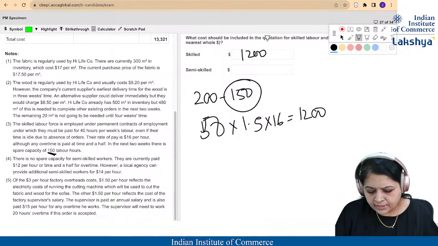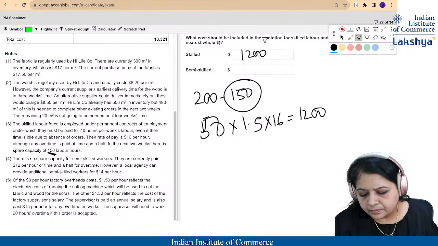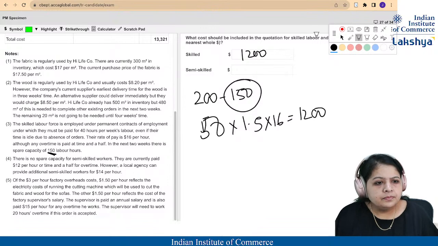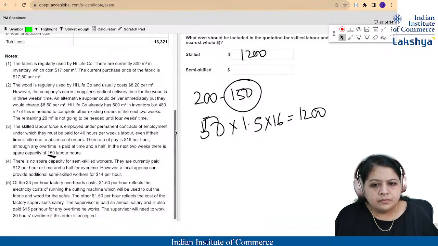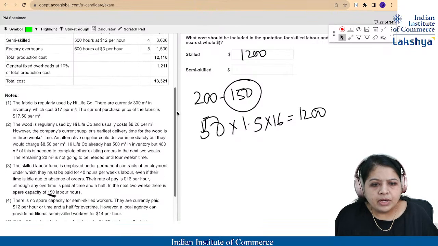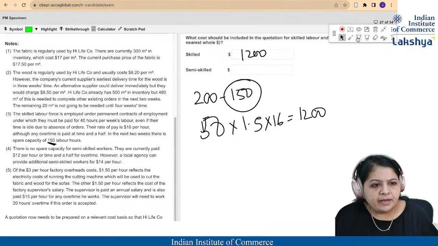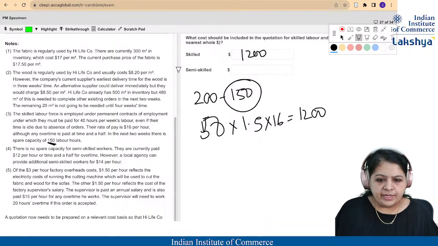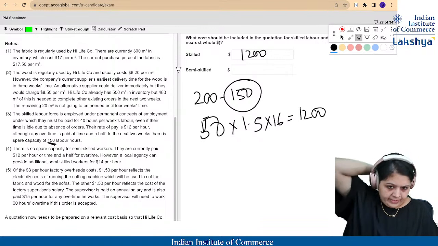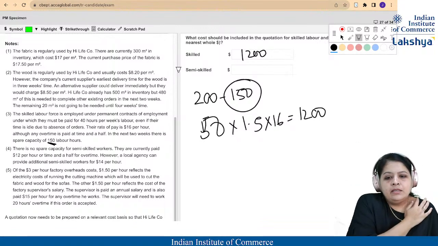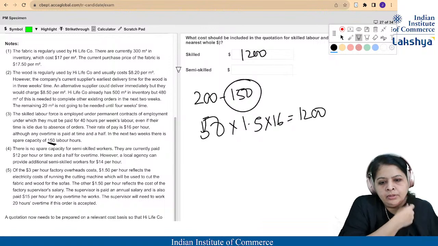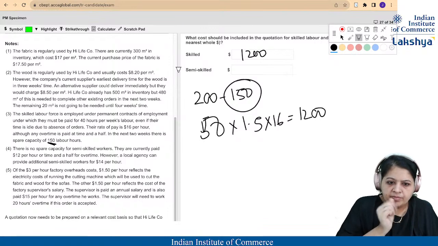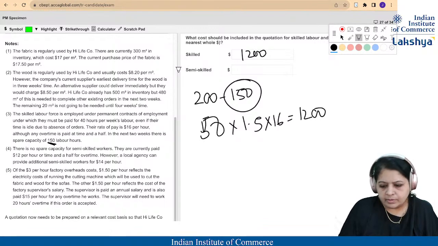The next one is semi-skilled laborers. Semi-skilled is required 300. There is no spare capacity of semi-skilled, and they are currently paid $12 per hour and time and a half. So if there is no spare capacity and the existing laborers are made to work, they'll be paid time and a half. Time and a half means 12 plus 6, which is 18. But if they are going to hire them from the local agencies, it will be $14.